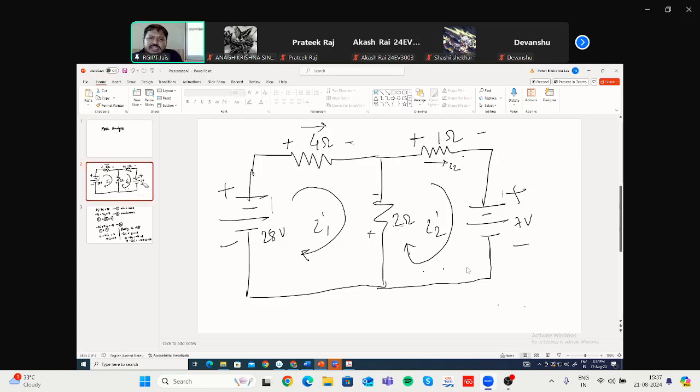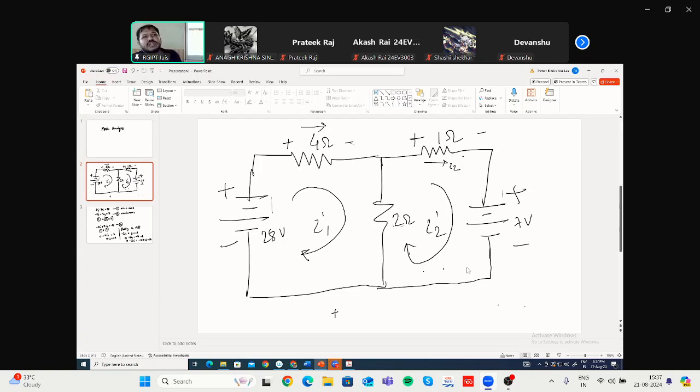I think how we are considering mesh 1 is clear, so we are only focusing on mesh 2, let us say. Here you are moving in clockwise direction, so you can start from any element. Let us start with this 1 ohm resistance and move in clockwise direction. Then you are encountering the plus sign first, so definitely you have to consider plus the voltage drop across this 1 ohm resistance.